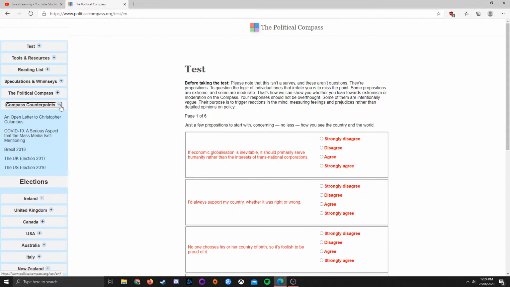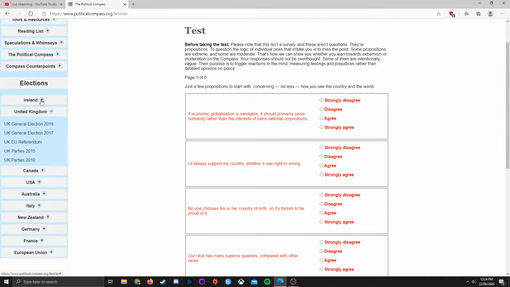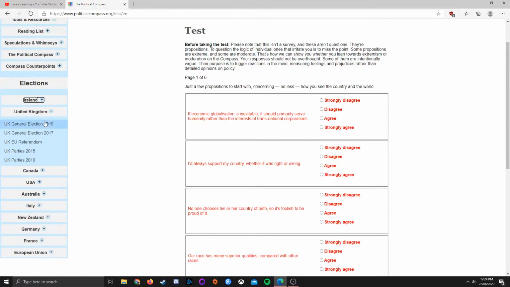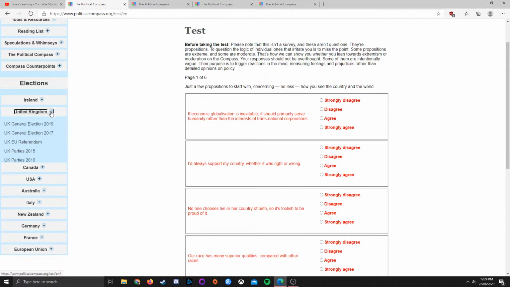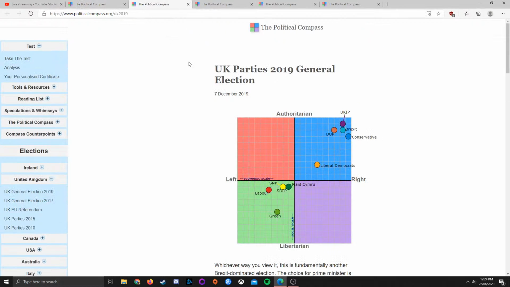So I'm just going to quickly touch on this before I finish the video. The Political Compass also gives you a breakdown of how all the different elections went forward. So here's all the elections tab. I'll pick up the one from the general election 2019. I'll pick up 2017 actually, and the EU referendum, and I'll also do the presidential election from 2016 in the USA. So just quickly to cover this, here's the 2019 general election.